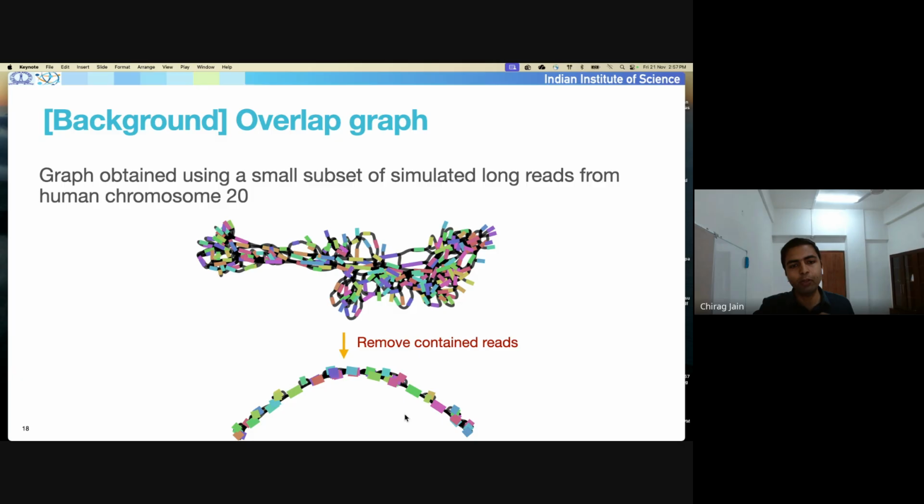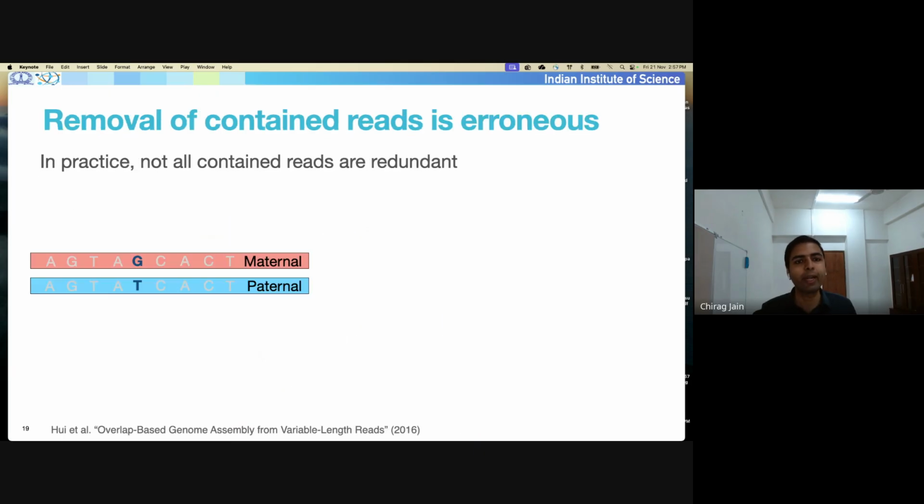It is already starting to give you a linear structure, telling you that maybe you need to start your walk from the left side and go as much as possible towards the right end to spell your original genome sequence. Because the graph is now much sparser, it indicates that this heuristic is actually very useful. But unfortunately, this heuristic is not always safe. So here is a counterexample to indicate that this removal of contained reads can create errors as well.